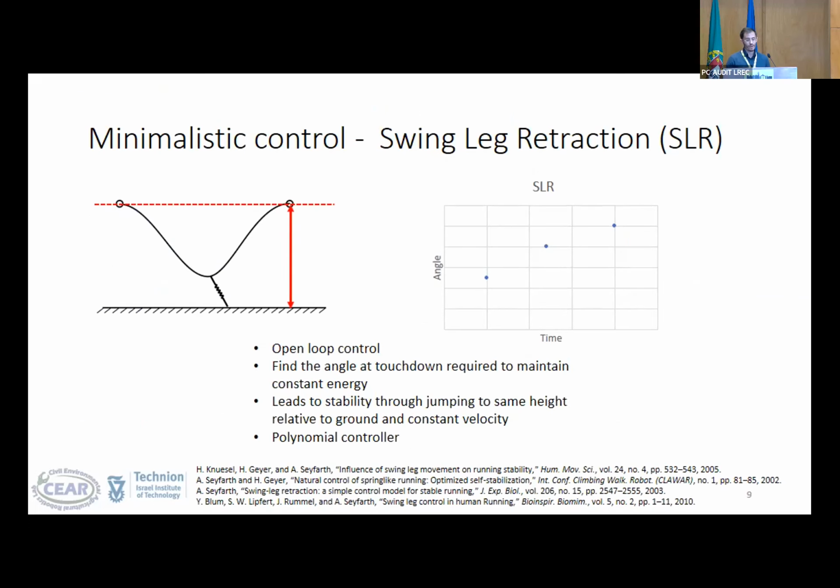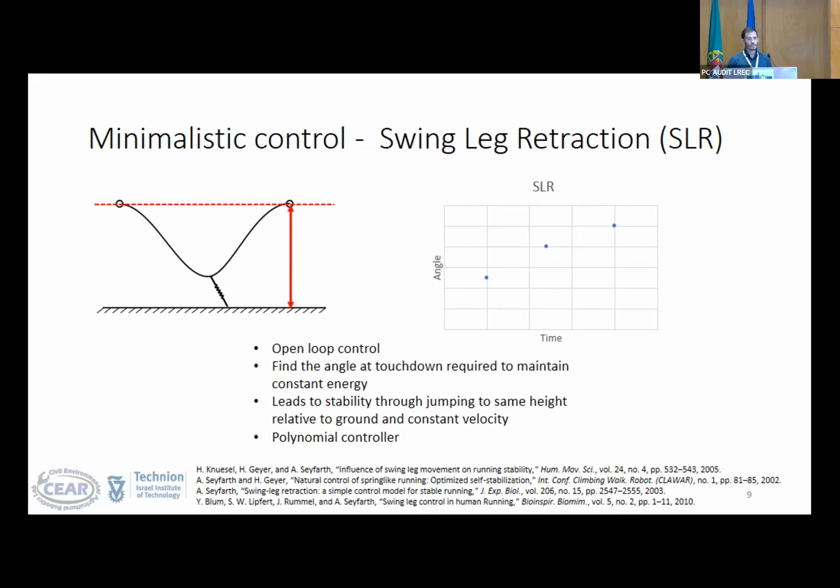And to keep the control simple, we leverage an open loop control scheme called swing leg retraction. In swing leg retraction, we ask, what's the optimal leg angle when we hit the ground to maintain constant energy? We previously showed in our lab that this leads to stability through jumping to the same height. We call this YREL, relative to the terrain, and maintaining constant velocity.